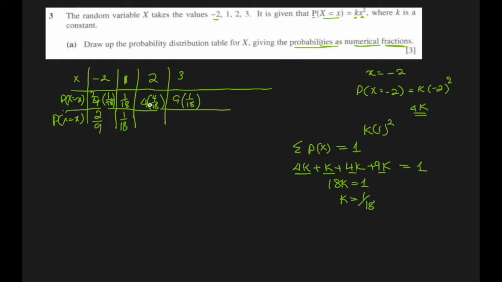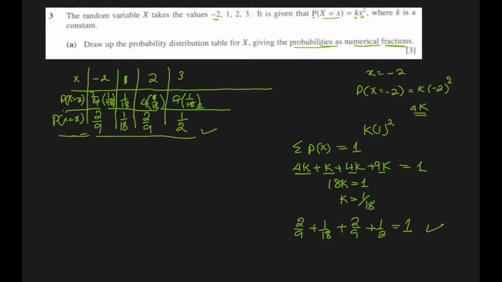This will be how much? This was 1 over 18, right? So it will be 2 over 9 again, and this 9 and this 18 cancel. 1 over 2. And now you can verify if you want: write 2 over 9 plus 1 over 18 plus 2 over 9 plus half is 1. Just make sure it is equal to 1. It will surely be equal to 1. This is the probability distribution table.